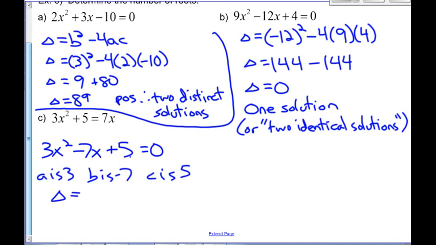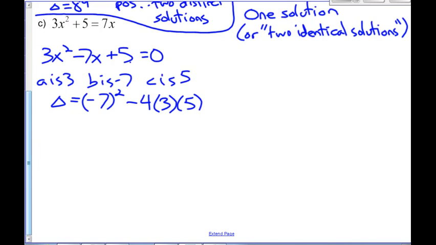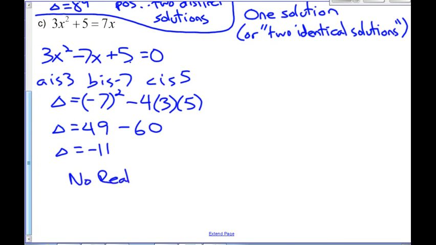Discriminant is b squared minus 4 by A by C. Or 49 minus 60. Discriminant is negative 11. No real roots, no real solutions.